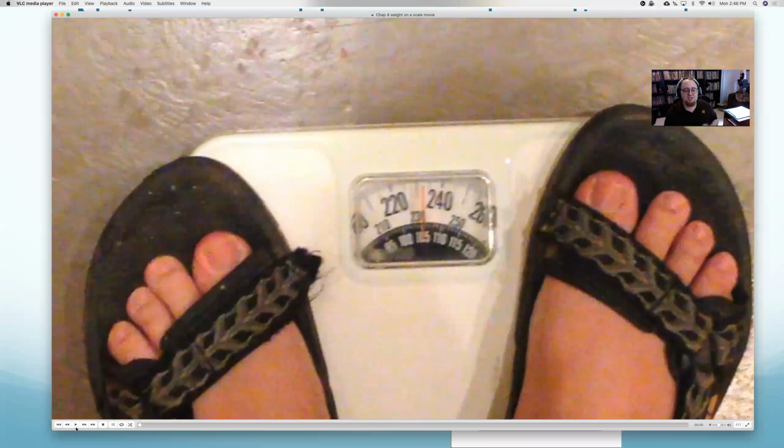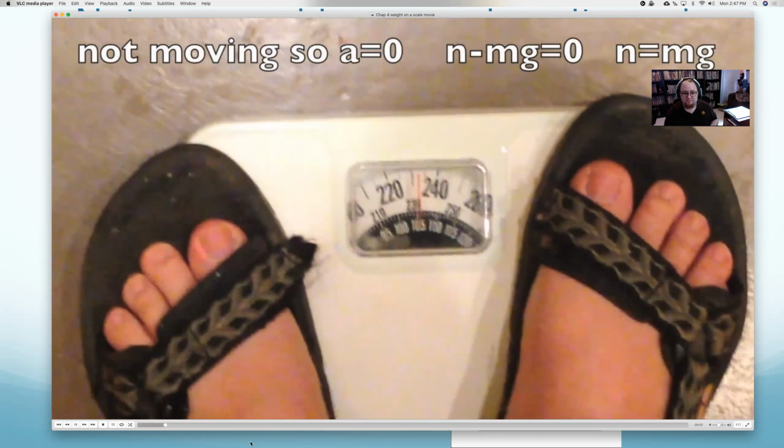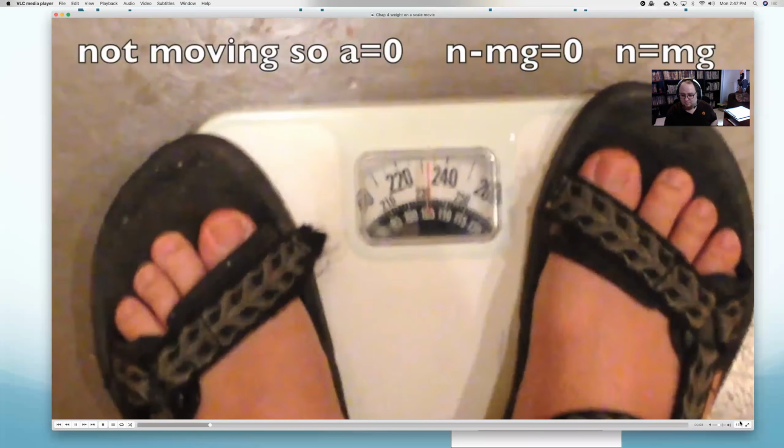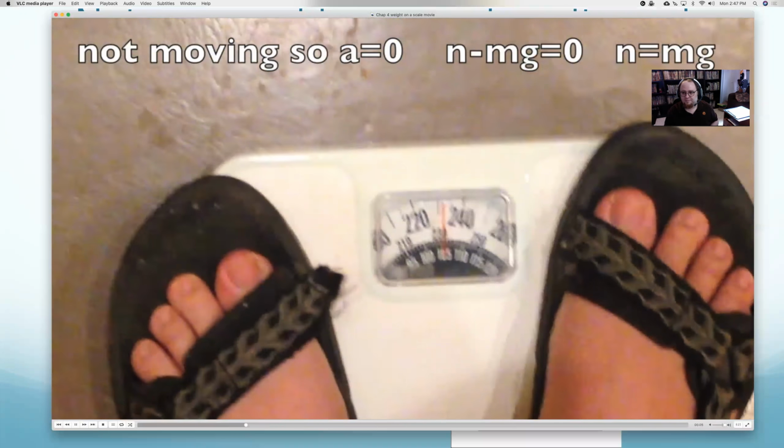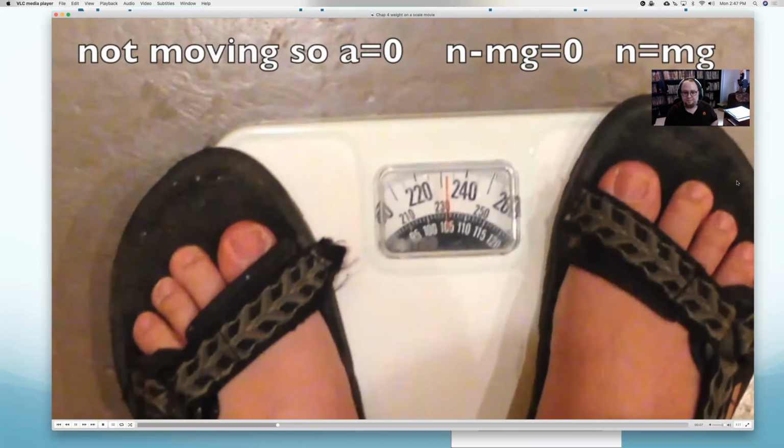And so this is me just standing on a bathroom scale in an elevator. And you can see I'm pretty fat. I weigh about 230 pounds, which is my weight. But really, that's the normal force the scale reads. I'm right now standing on the first floor of Evenden in the elevator on a bathroom scale. As you can see, I weigh about 230 pounds, which is my normal force as read by the scale.